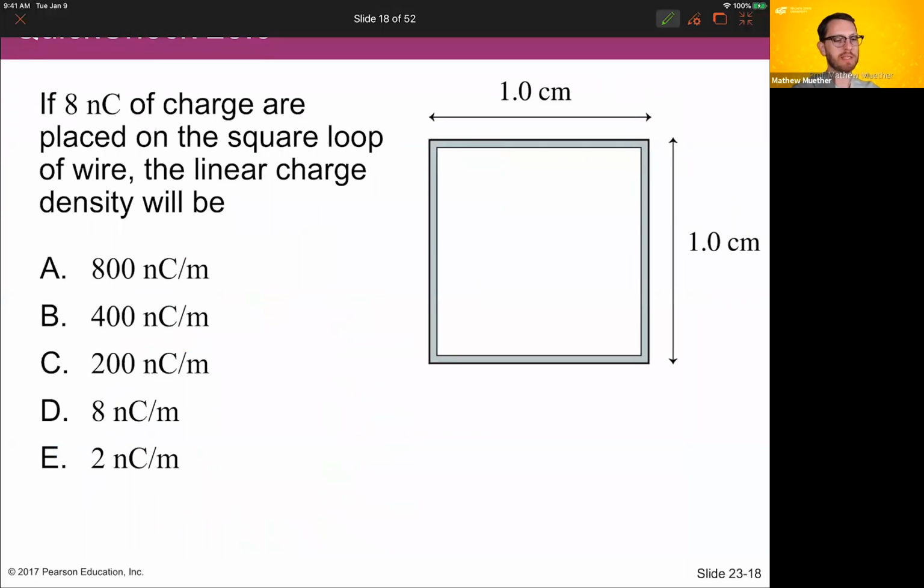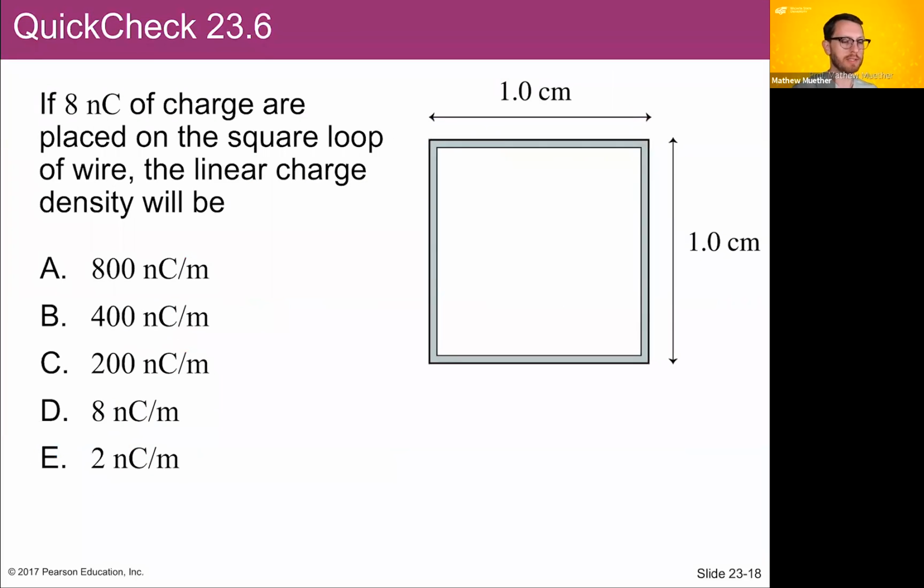So let's explore those charge density quantities. Let's look at this problem. Let's imagine that I have this wire that's bent into this sort of square shape. I load it up with 8 nanocoulombs of charge, and imagine it's a conductor, so the charge evenly spreads itself out in a uniform way over this object. What's the linear charge density of this object? What is the lambda for the charge on this object? I'm going to open the polling and give you a minute to calculate.